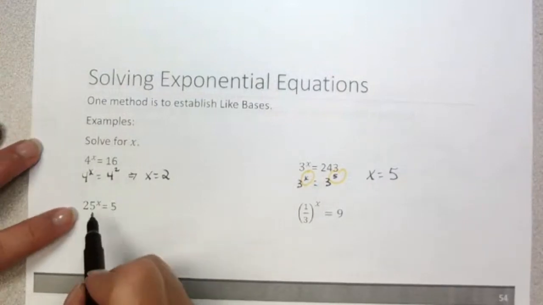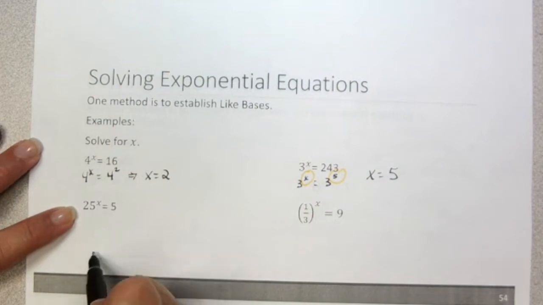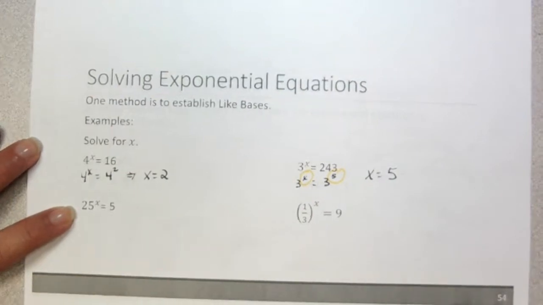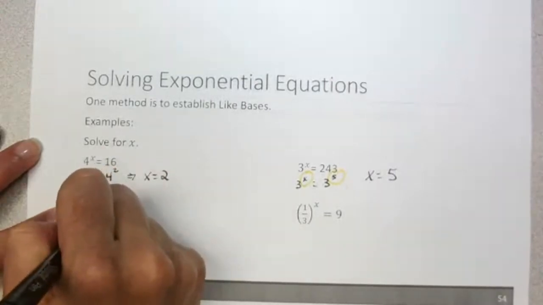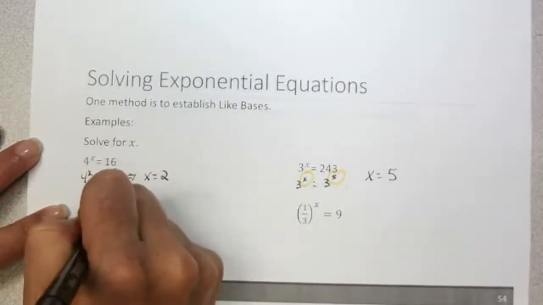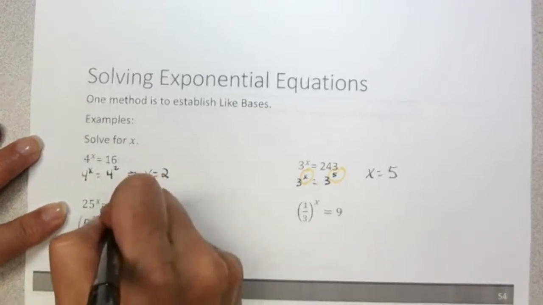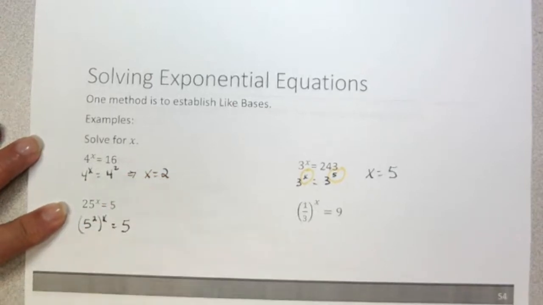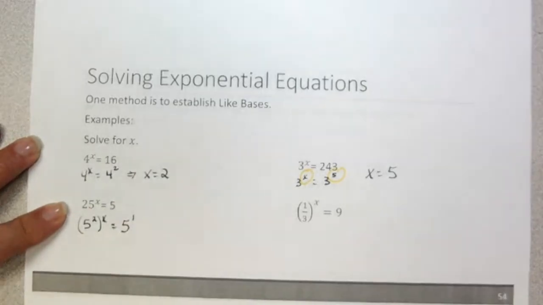Okay, look at this one here. 25 to the x equals 5. Well, let's see. I think I can write 25 as an exponential expression with base 5. 25 is 5 squared. So I could write this as 5 squared to the x power is equal to 5. And of course, there isn't an exponent there, but it's like there's an invisible 1, and that's like 5 to the first power.